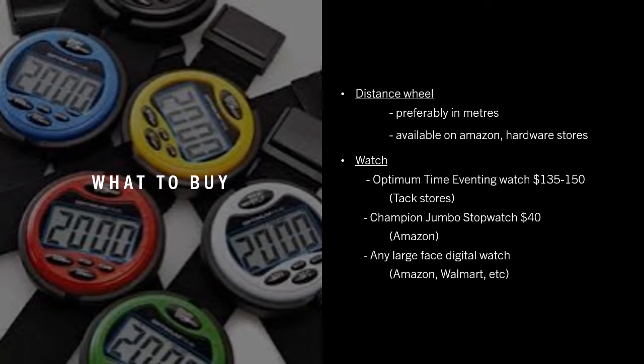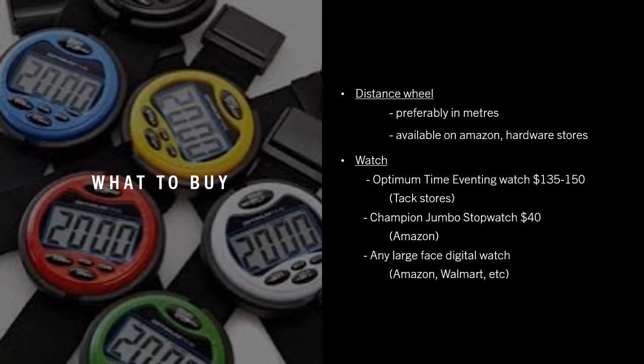This slide is just quick tips on where to buy things when it comes to timing and cross country. So I discussed that distance wheel. Preferably we'd like for it to be in meters for ease of use. You can get those on Amazon and most hardware stores. I don't know what people in the real world use it for, but I guess people who build things are also measuring things by wheels.